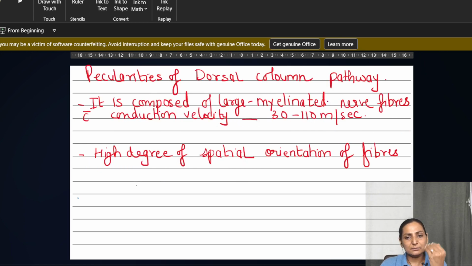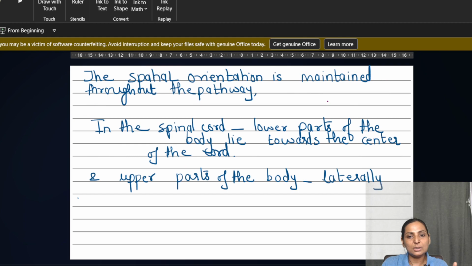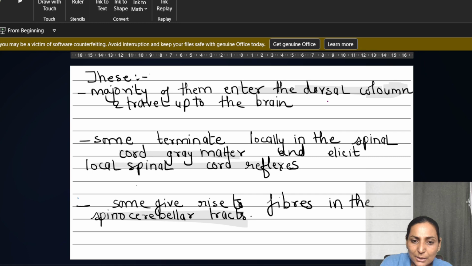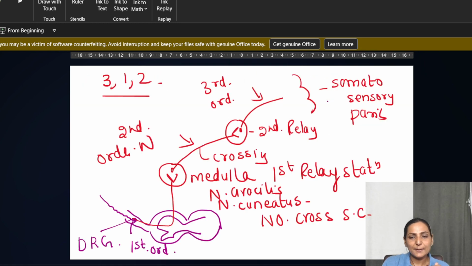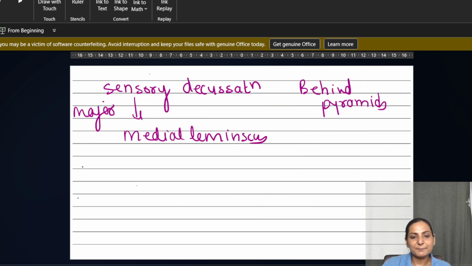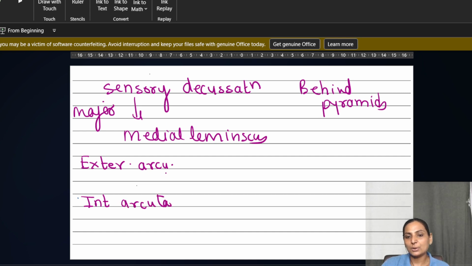But if you want to know a bit deeper part of it, you can also learn this in the form of external and internal arcuate fibers. What is that? Now, when these fibers come into the medulla, having come into the spinal cord and ascended up, they form something called the external arcuate fibers and the internal arcuate fibers. If you want to remember, you can remember. If you are not able to remember, it is okay.